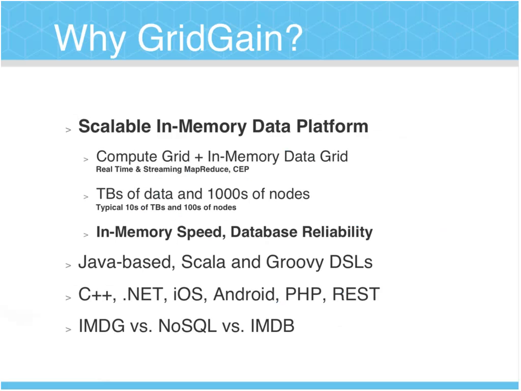So what about GridGain? GridGain is essentially designed to support and solve many of these problems. In short, GridGain is a scalable in-memory data platform. Technologically, we're a combination of two key technologies, in-memory compute grid and in-memory data grid, and I will have two more slides about each of them. We support all the different types of data processing, whether it's MapReduce, streaming MapReduce, complex event processing, or traditional RPC and API type of processing.